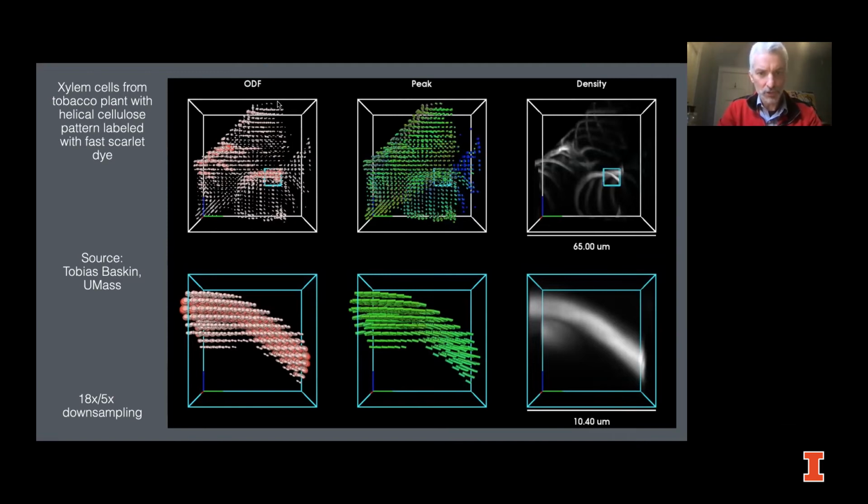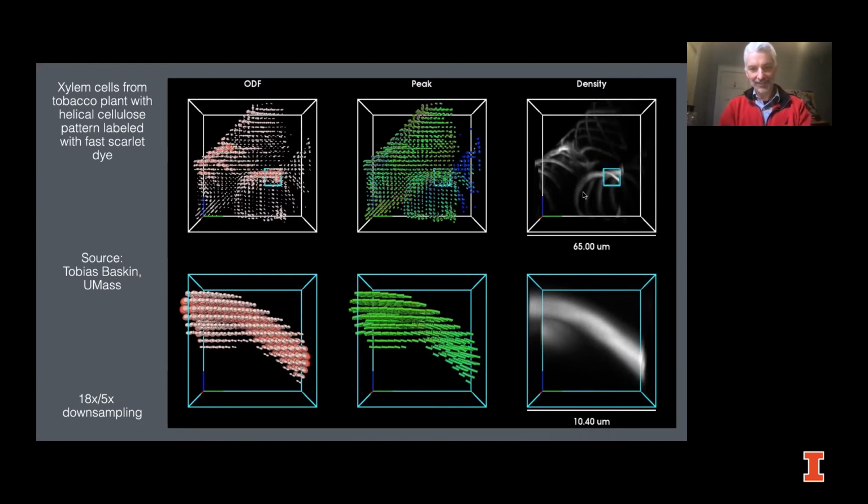And what I'm showing you here is, in the left column, the bottom row is a zoom of the top row. The left column is the full orientation distribution function. The center is the peak, which is the peak direction of that ODF. And then the right is just the conventional fluorescence image you get by integrating out this angular information, right? If we just integrate over this s hat, that just tells us how many fluorophores are at that location, which is what a microscope typically measures.